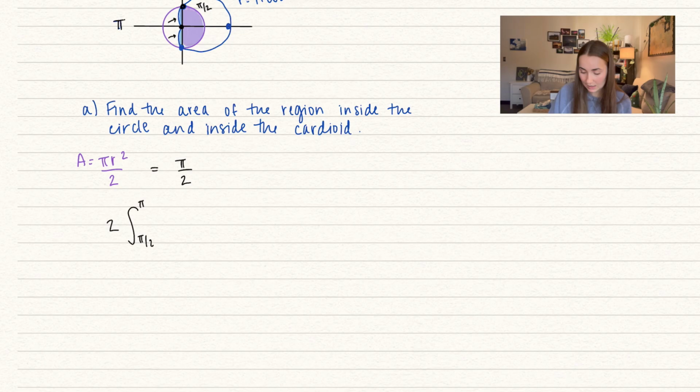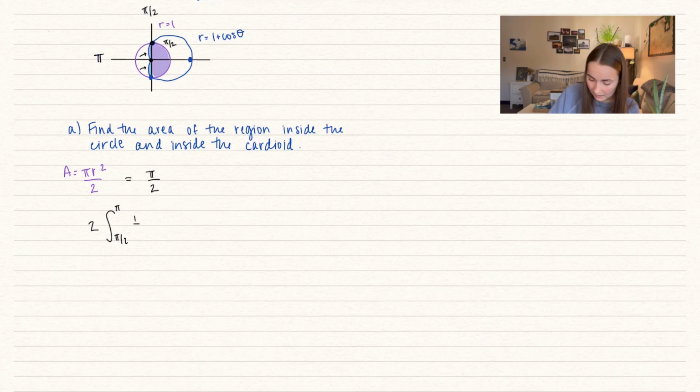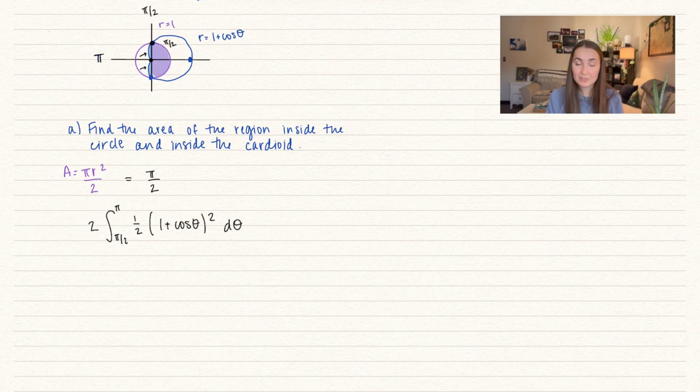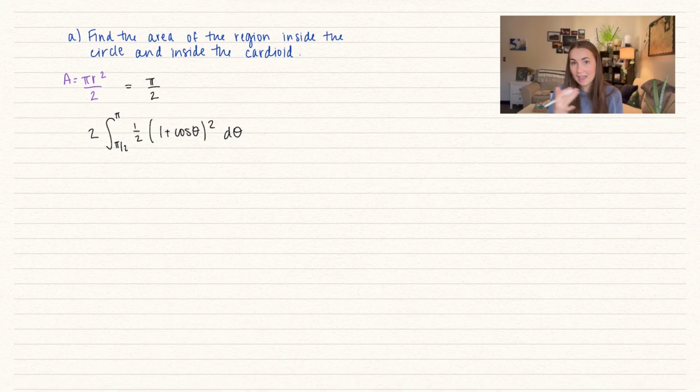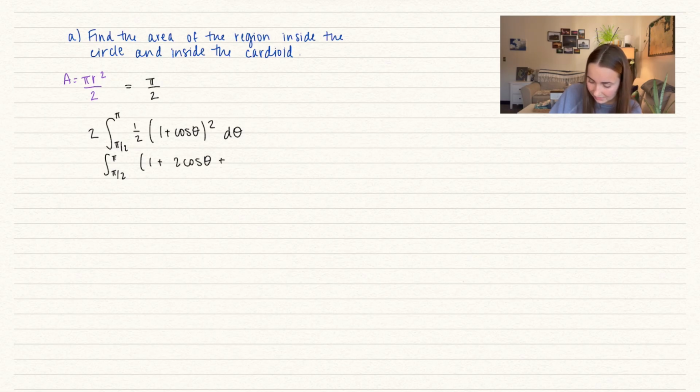And now I'm going to plug in what we know for the formula, 1/2 f of theta squared. So that's going to be 1 plus cosine of theta, squared, times d theta. Now we've got to do some simplification. 2 times 1/2 cancels out, that's just equal to 1. So now we just have the integral from pi over 2 to pi. Let's go ahead and square that. We get 1 plus 2 cosine of theta plus cosine squared of theta, d theta.